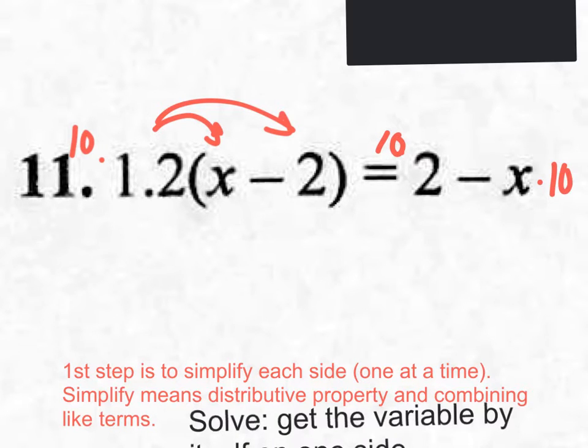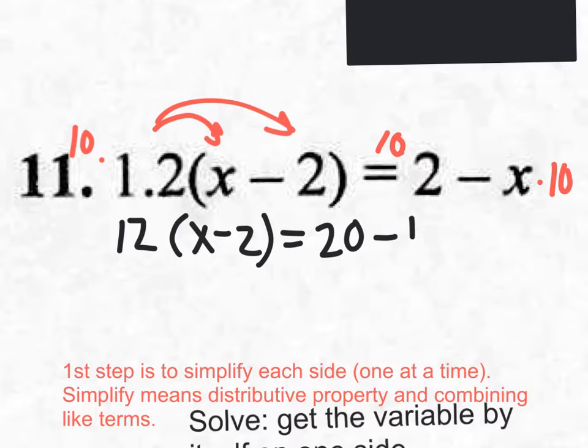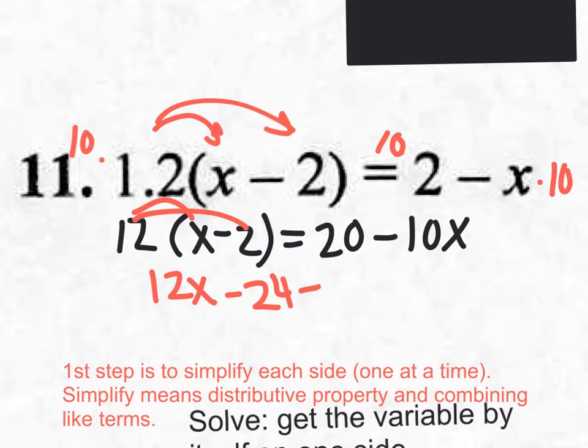Let's write our new equation down. That's going to be 12 parenthesis x minus 2 close parenthesis equals 20 minus 10x. And now we could actually distribute the 12. 12 times x, 12x. 12 times negative 2, that's negative 24. We have an equal sign. We have the 20, the minus 10x also. So there's nothing else to simplify on this side or on this side.